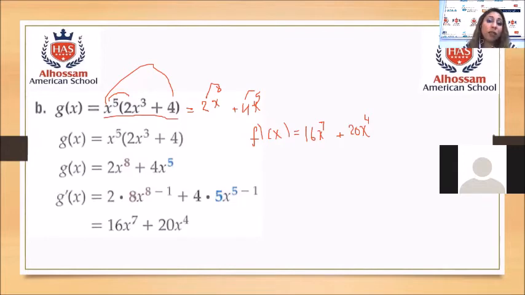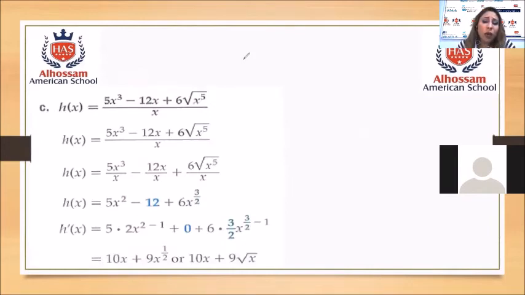Let's have one more example. It's not complicated, but always, I told you, I have to have it in the form of terms only. So what I have here is a quotient. How can I solve it? I have to distribute this x over all the terms that I have here. So I have 5x power 3 over x, 12x over x, and 6 root x power 5 also over x. That is first of all.